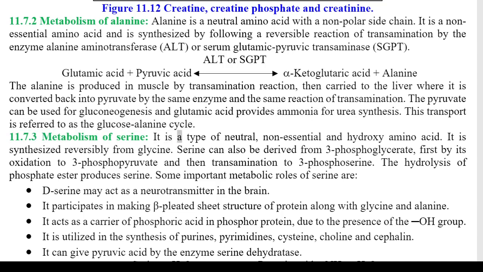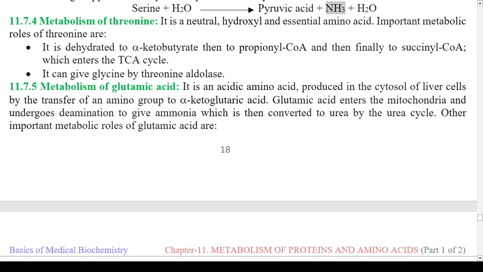11.7.3 Metabolism of serine. It is a type of neutral, non-essential and hydroxy amino acid. It is synthesized reversibly from glycine. Serine can also be derived from 3-phosphoglycerate, first by its oxidation to 3-phosphopyruvate and then transamination to 3-phosphoserine. The hydrolysis of phosphate ester produces serine. Some important metabolic roles of serine are: D-serine may act as a neurotransmitter in the brain. It participates in making beta-pleated sheet structure of protein along with glycine and alanine. It acts as a carrier of phosphoric acid in phosphoproteins, due to the presence of the OH group. It is utilized in the synthesis of purines, pyrimidines, cysteine, choline, and cephalin. It can give pyruvic acid by the enzyme serine dehydratase. Serine plus H2O gives pyruvic acid plus NH3 plus H2O.